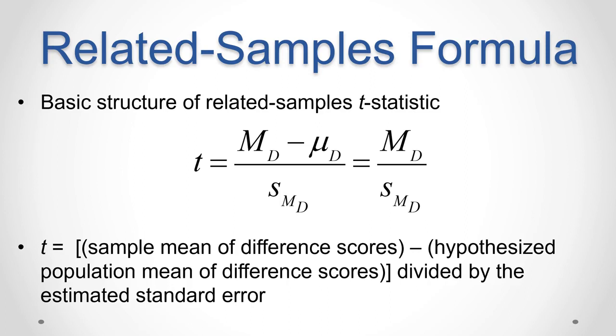Based on the null hypothesis, the hypothesized population mean of difference scores is always equal to 0. So this is always equal to 0. So we can simplify the numerator and we just have the sample mean of difference scores divided by estimated standard error.